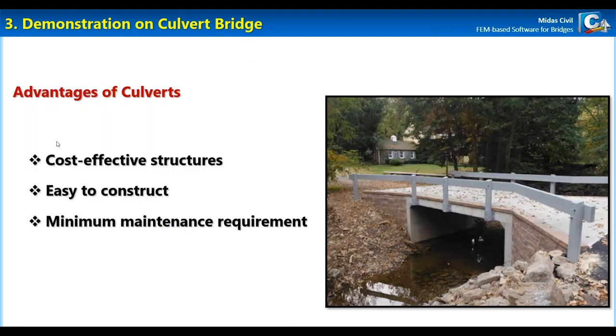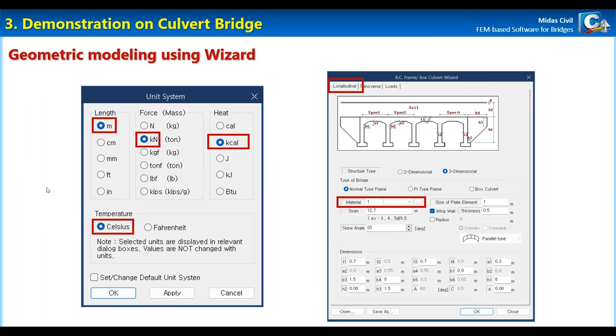And as you know, the advantages of the culvert bridge are that culverts are a cost-effective structure, easy to construct, and their maintenance is really cheap. So it's a good structure that can save your money in maintenance.